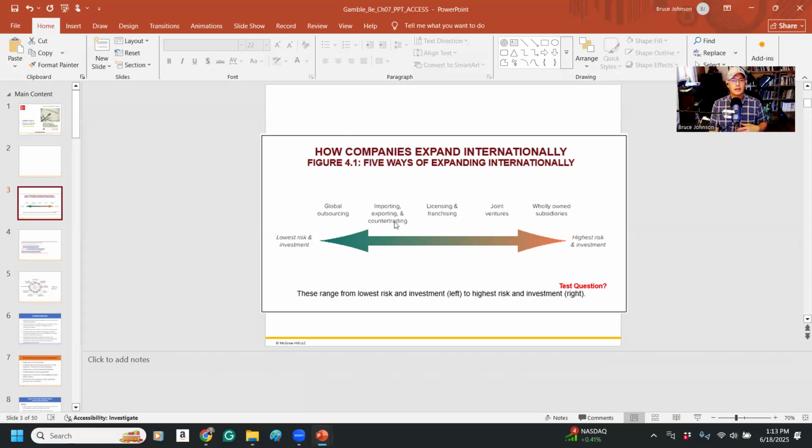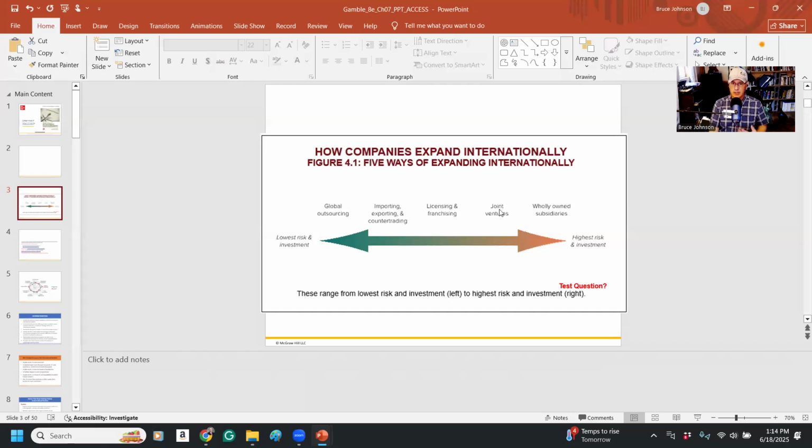So the next lowest risk way of partaking in international business would be importing and exporting or counter trading. Then after that, you get to licensing and franchising. Similar to a franchise in the United States, you do the same thing, but you allow someone overseas to operate a franchise, or you allow them to license to use your name or likeness or your company's name or likeness to sell something.